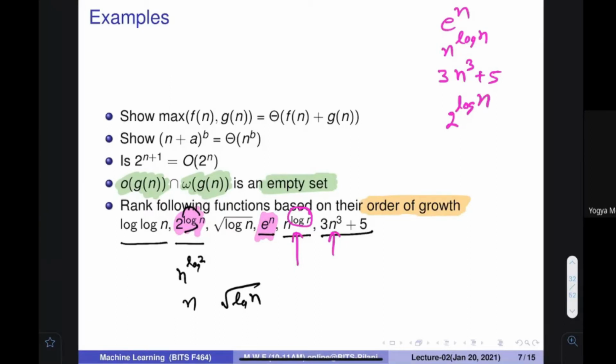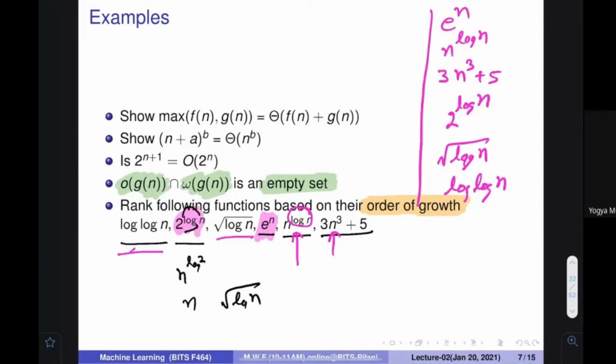Who is remaining? Under root of log n and log n. Which is bigger? Can you tell me? Under root of log n is bigger than log n. If you wish to find out, you can apply the log on these functions and see which is bigger. Any more questions? Any problem?